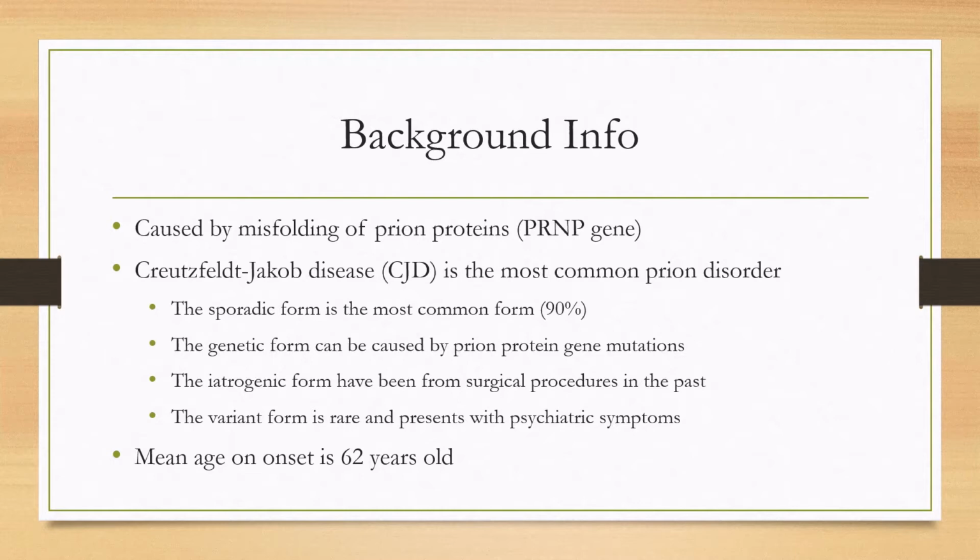So we will be speaking mostly about the sporadic form today, but there are other forms as well, such as the genetic form, which can be caused by familial mutations in PRNP. There's also an iatrogenic form that has been obtained from surgical procedures in the past, but it's pretty rare now. There's also a variant form that's rare and is primarily presenting with psychiatric symptoms. The mean age of onset of CJD is 62 years old, although it can affect any age.